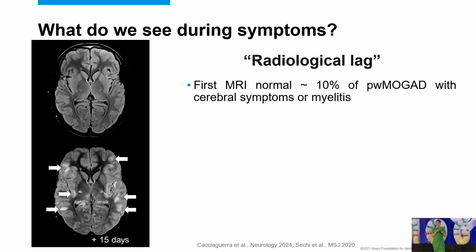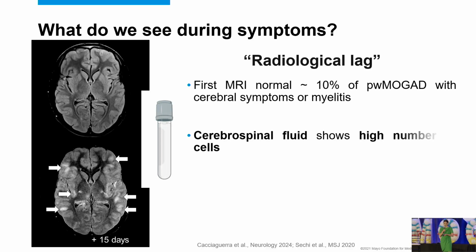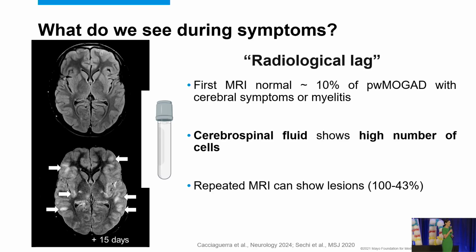This happens in approximately 10% of people with MOGAD, with cerebral symptoms, or with myelitis. The symptoms can be very severe, as we have seen from that single case. But in this case, we can do the cerebrospinal fluid, and in our experience, it does show high cells, which are suggestive of an ongoing inflammation. We can repeat the MRI, and usually these abnormalities become overt most of the times.